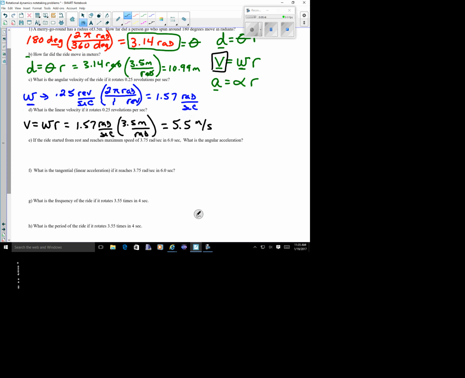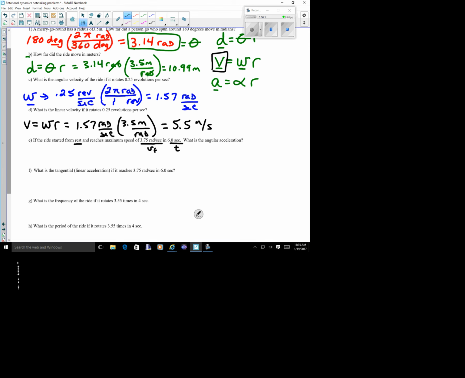Now it says that the ride started from rest, that means velocity is 0, and reaches a maximum speed of 3.75 radians per second. So that's your final speed in 6 seconds. This is your time. This is your final velocity. That's your time. What's the angular acceleration? Well, angular acceleration is simply velocity divided by time. Now let me show you what I mean by that.